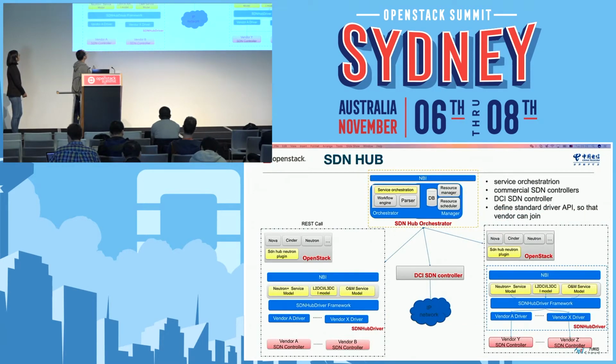Now, this is the SDN Hub. The main characteristic of SDN Hub is the service orchestration capability. We have service orchestration. This is not implemented in Tricircle, and I think it is one of the very important features here.